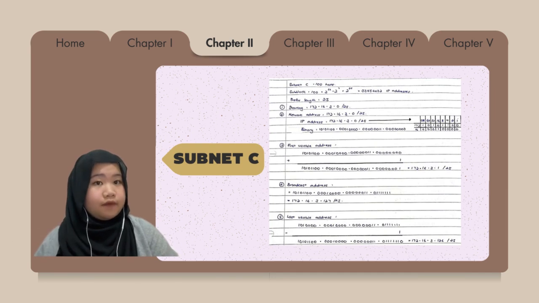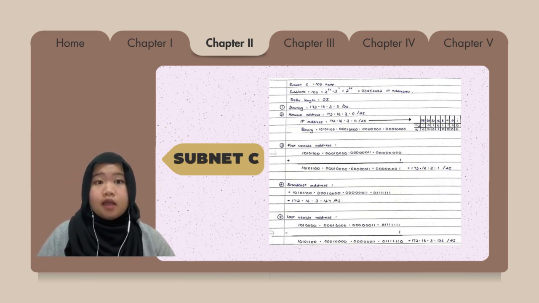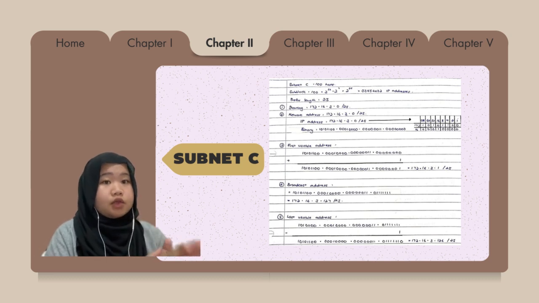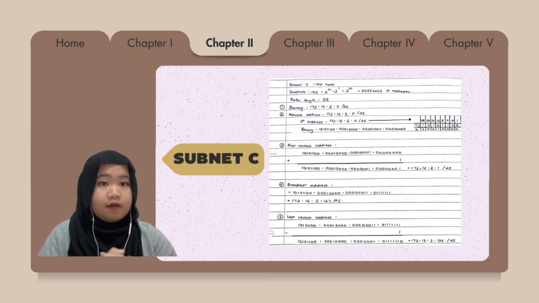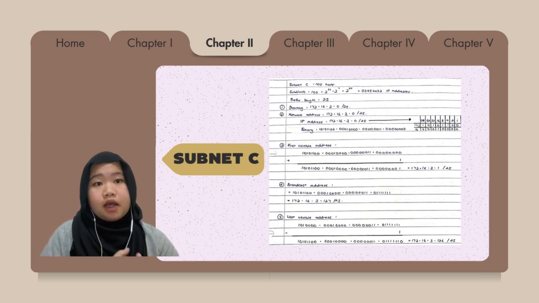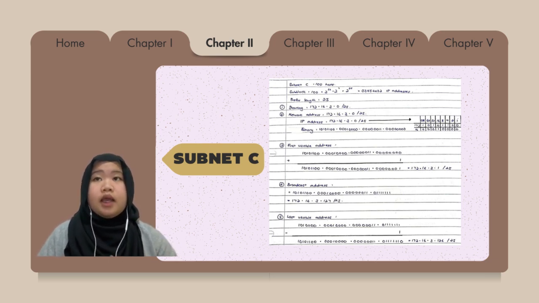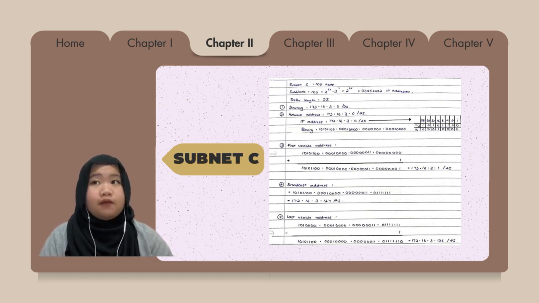So next for the subnet C, we have 100 hosts. Just like before, we have to find the prefix length with the same formula as well. So for this question, I'm going to pick 2 to the power of 7 because it's bigger than 100. It's 1 to 8, and I will get 2 to the power of 25, and then it also equals 33554432 IP addresses. So our prefix length is 25.